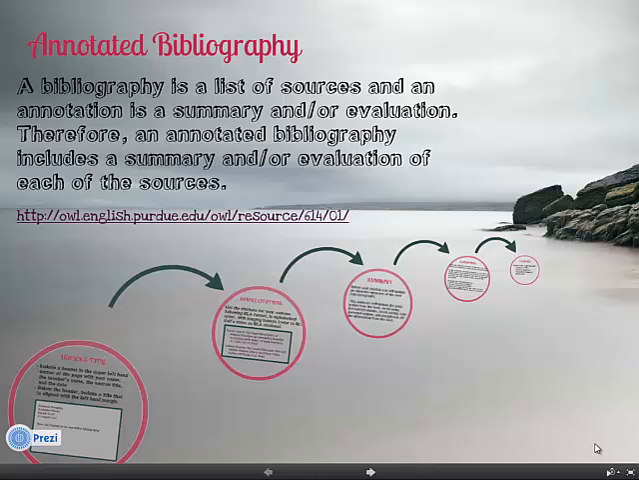But really quickly, a bibliography is just a list of sources, and an annotation is a summary or evaluation. So when you put those two words together, an annotated bibliography includes a summary and/or evaluation for each of your sources listed.